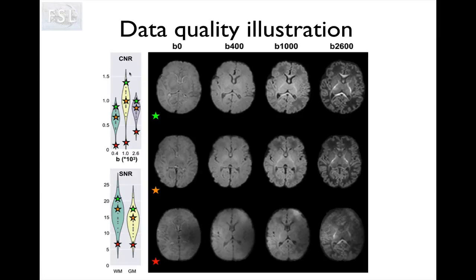If we look at the contrast to noise ratio, we can see that the good subject, for all the different shells, the B400 shell, the B1000 shell, and the B2600 shell, is among the top subjects in this entire population. The so-so okay subject is average on all these parameters, on the contrast to noise ratio for all the shells. And the bad subject, just looking at these images, you can see that this doesn't look as good as the others. You can see that he is at the bottom for all of these parameters.